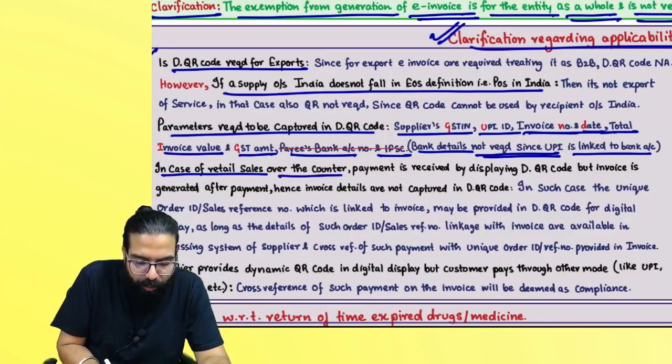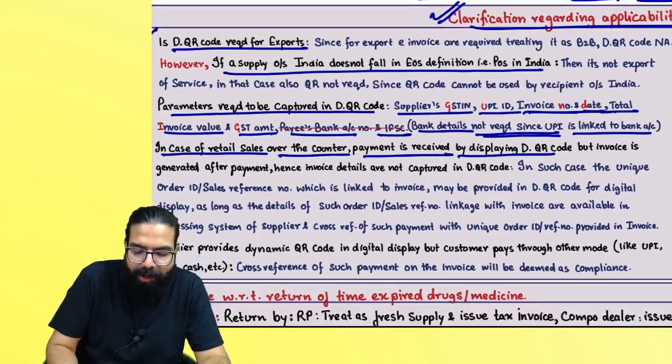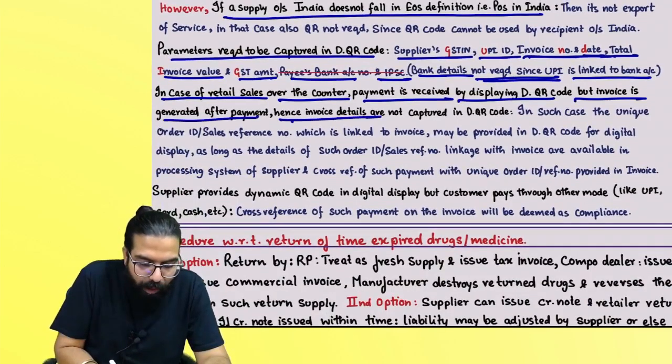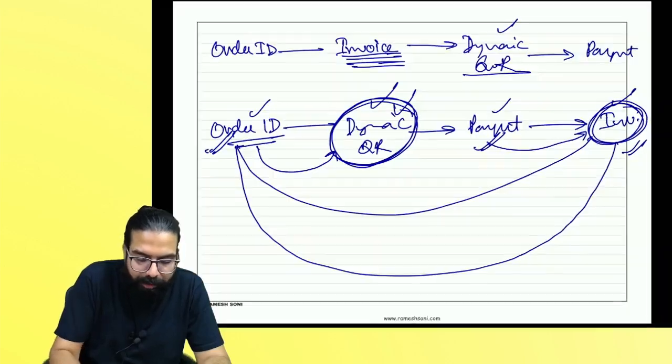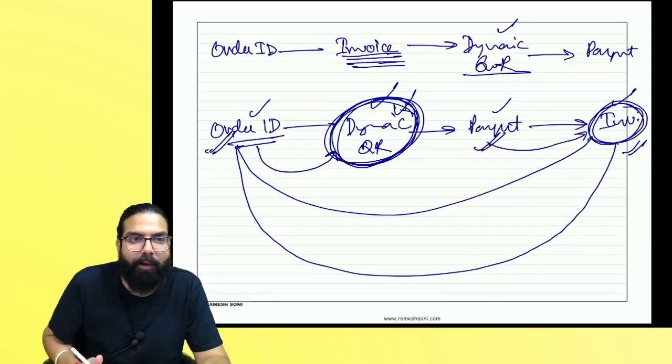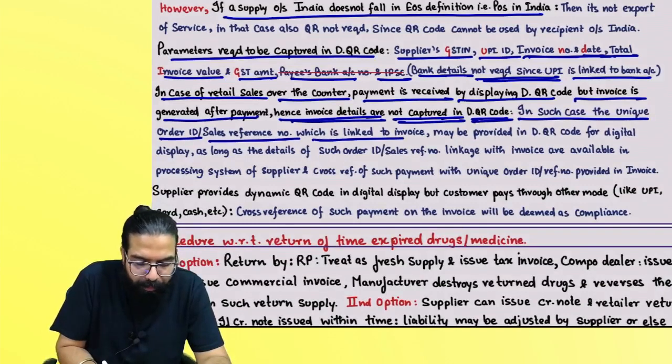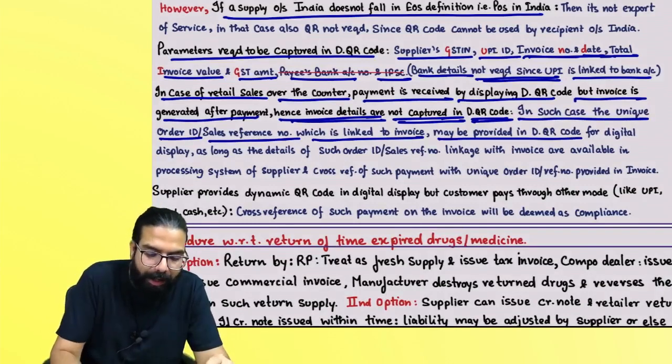In case of retail sale over the counter, payment is received by displaying a dynamic QR code, but the invoice is generated after the payment. Hence, invoice details are not captured in the dynamic QR code. You did not capture the invoice detail. So the government says, in such a case, the unique order ID or sales reference number which is linked to the invoice may be provided in the dynamic QR code.